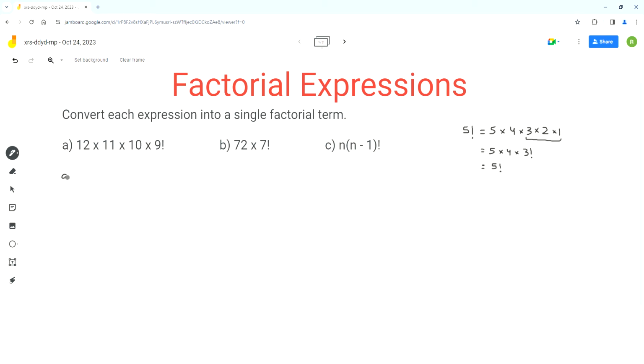So let's start with part A. Now in part A, we are given 12 times 11 times 10 times 9 factorial. With 9, we have all whole numbers above it all the way to 12. That means if I have to expand this expression, it's also 12 times 11 times 10 times 9 times 8 all the way to 1, which can be converted to just 12 factorial. So this should be the final answer for part A.